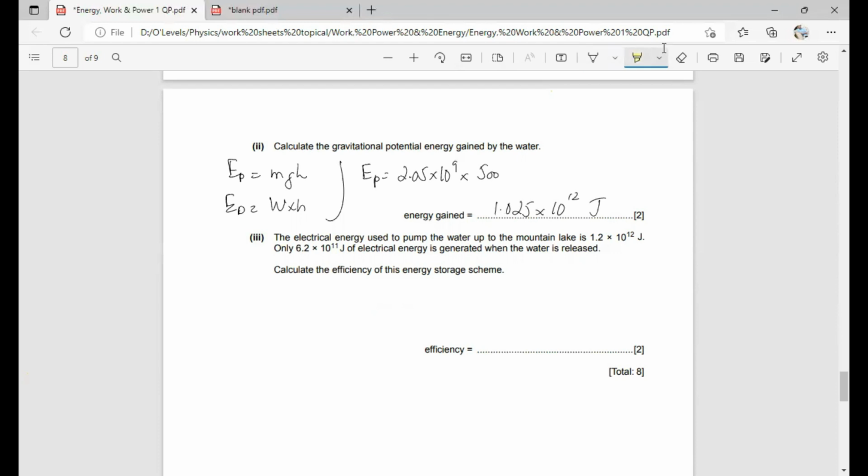Now, this is a part on efficiency. The electrical energy used to pump the water to the mountain lake is 1.2 exponential 12 joules, but it only gives us 6.2 exponential 11 joules of energy. Calculate the efficiency. Percentage efficiency is equal to useful energy output over input energy, times 100.